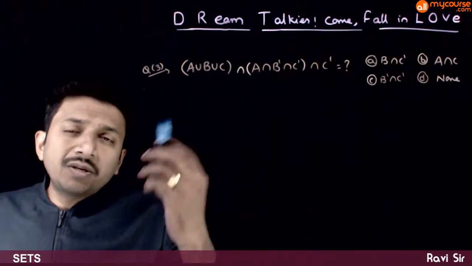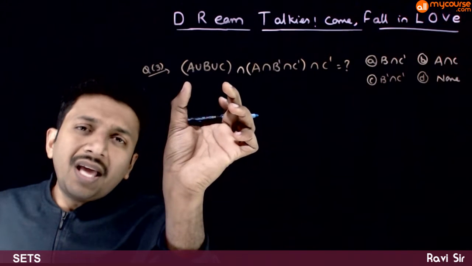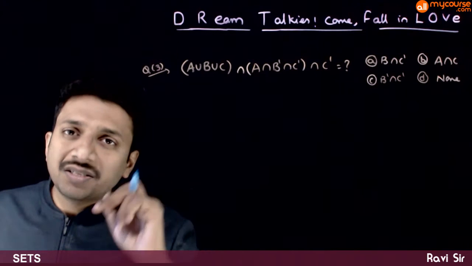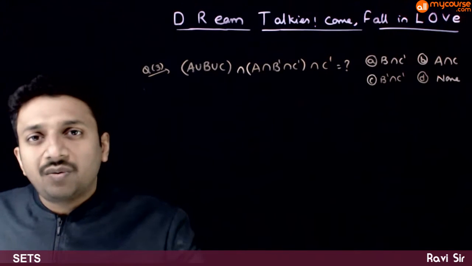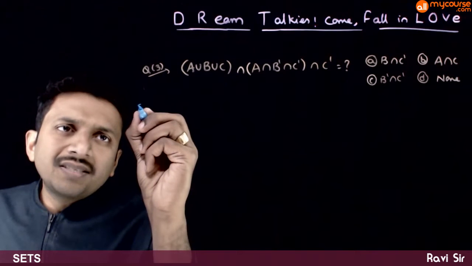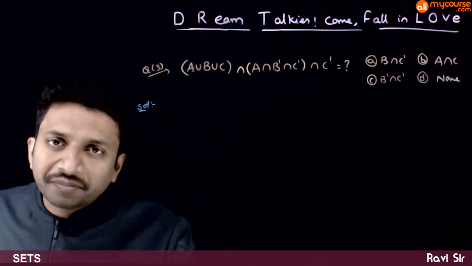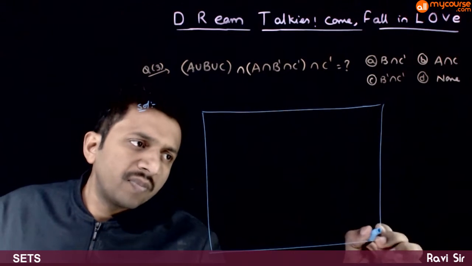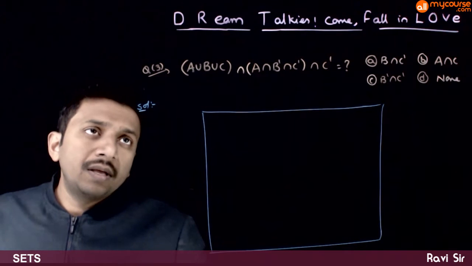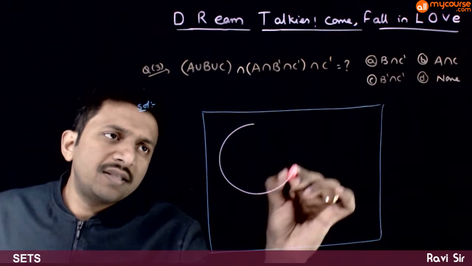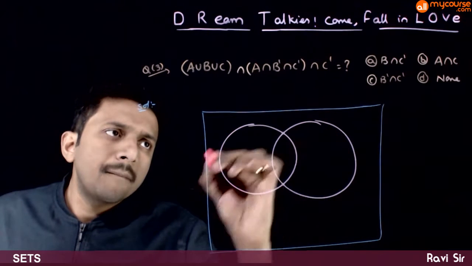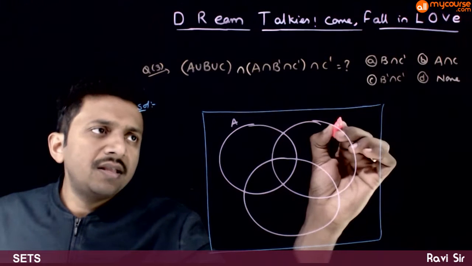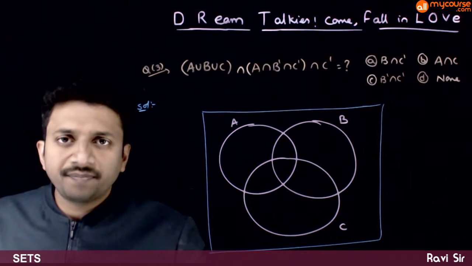So next, let us look at this question. You're given that A union B union C intersection A intersection B complement intersection C complement intersection C complement is equal to what? So let us again solve this question using Venn diagram. So let us draw a Venn diagram corresponding to the situation. So let us take 3 sets A, B and C. So this is A, this is B and this is C.